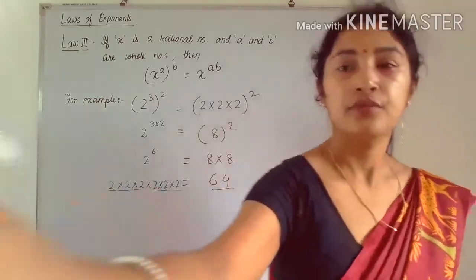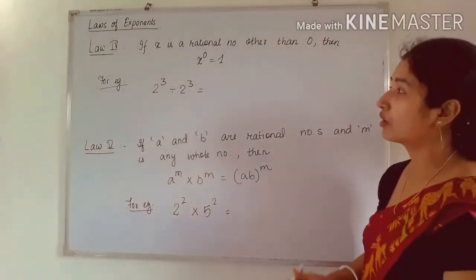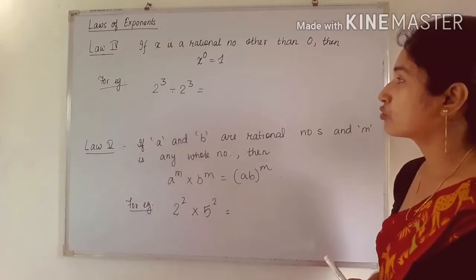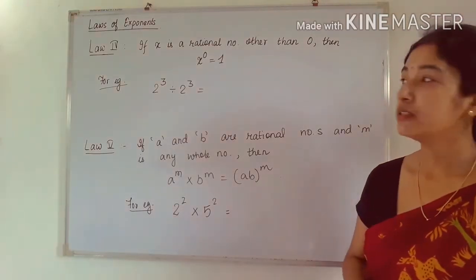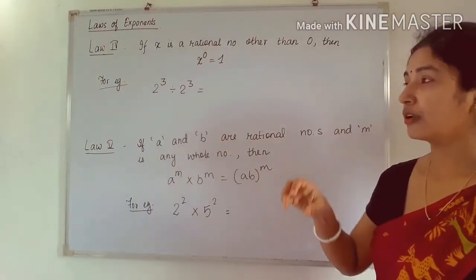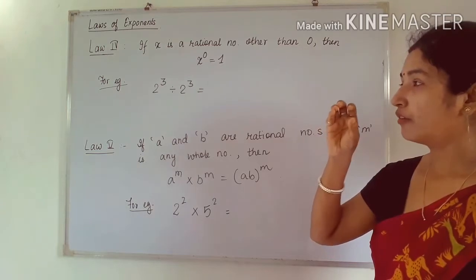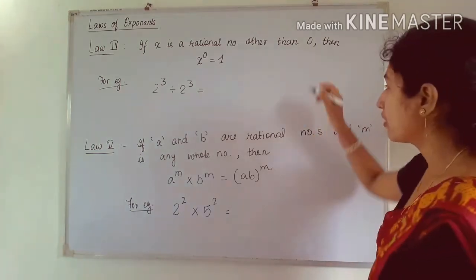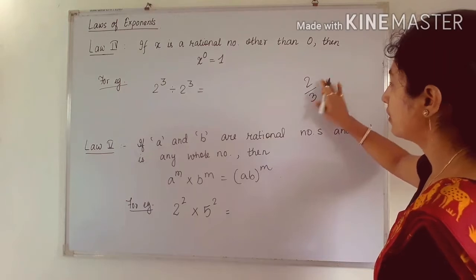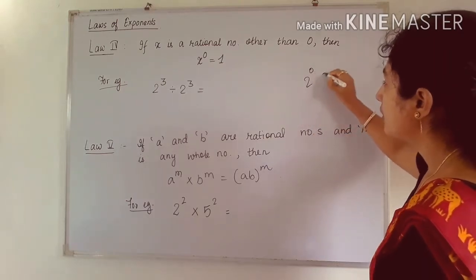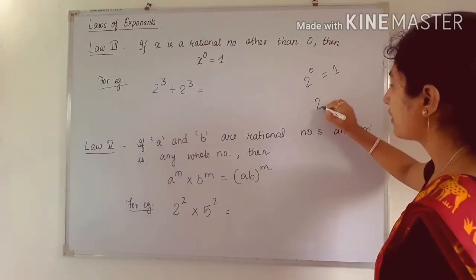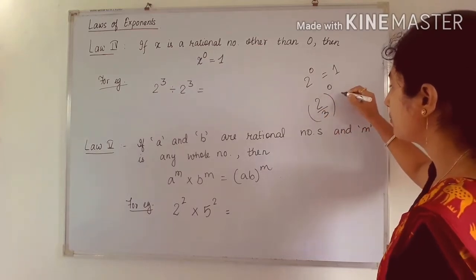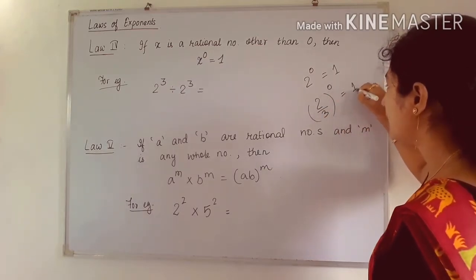Okay. So the next law is law number 4. If x is a rational number other than 0, then x to the power 0 will be 1. That means if there is a rational number and in the power 0 is present, then we can write it as 1. If we write 2 to the power 0, it will be 1. If 2 by 3 is a rational number and in the power 0 is present, then we can write it as 1.